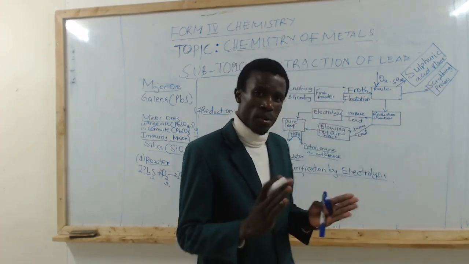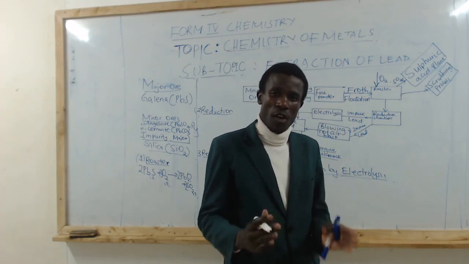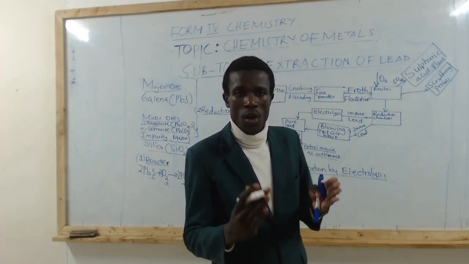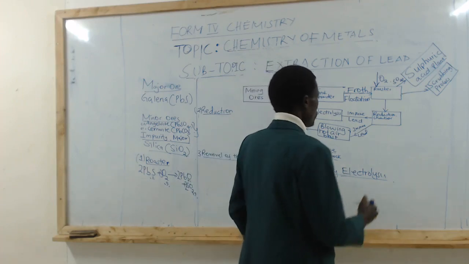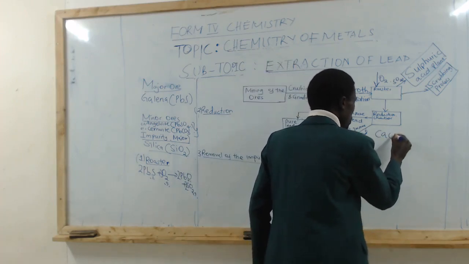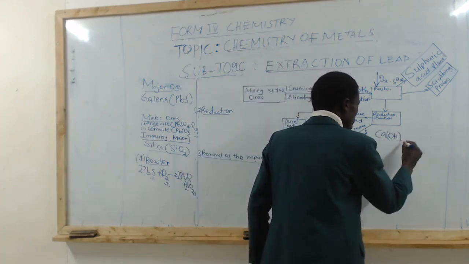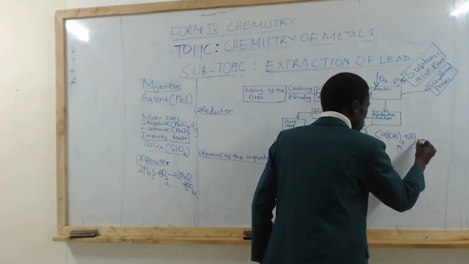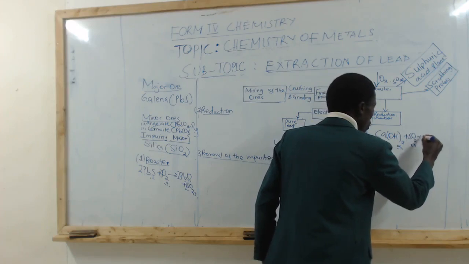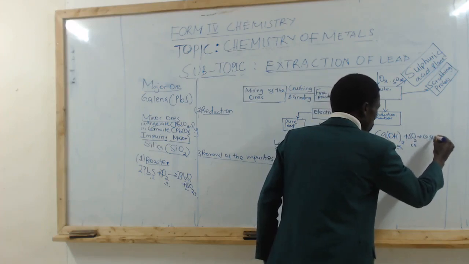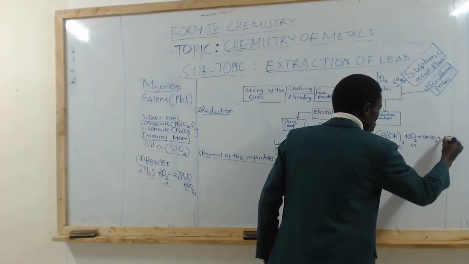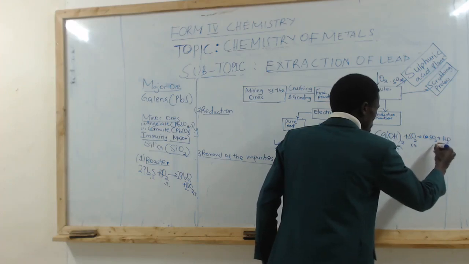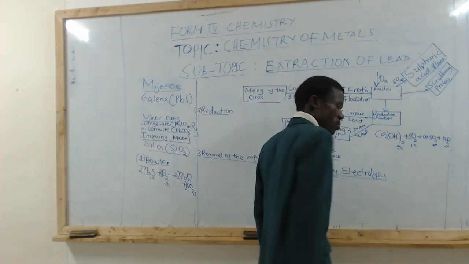Now, the scrubbing process is whereby sulfur 4 oxide is reacted with calcium hydroxide. Calcium hydroxide is reacted with sulfur 4 oxide to form calcium sulfide and water, and these are harmless to the environment.